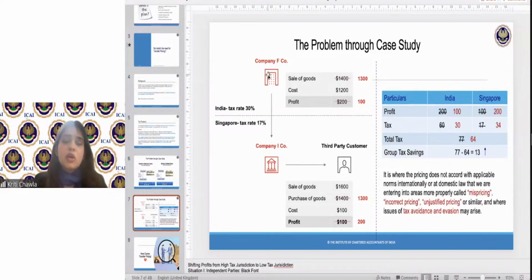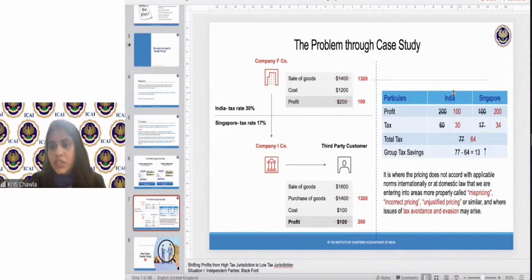Company F is incorporated in India. The tax rate in India is 30%. And company I is incorporated in Singapore. The tax rate in Singapore is 17%. Now, company F sells goods to company I. The selling price of the goods is $1,400, and the cost of the goods to F company is $1,200. Hence, they make a profit in India of $200, because the sale price is 1,400 and the cost of the goods is 1,200. So the profit is 14 minus 12, which is $200, and this is the profit that they make in India.